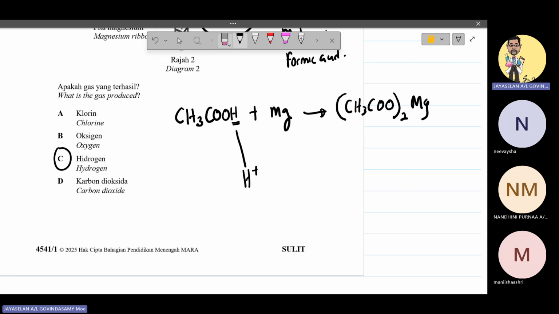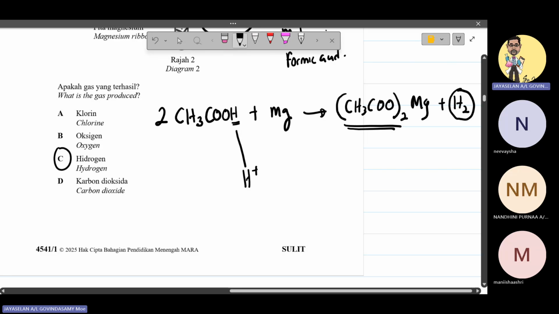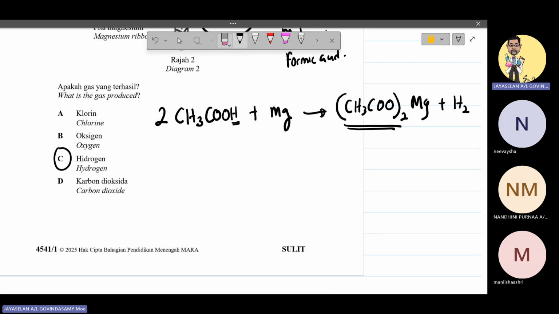When you see the hydrogen single, what do you put? Hydrogen gas. Any question? And here you see your times 2, right? So in front of this, you see here hydrogen 2, right? So in front of this, put 2 to balance. Any question? What is the name of the gas? Hydrogen gas.